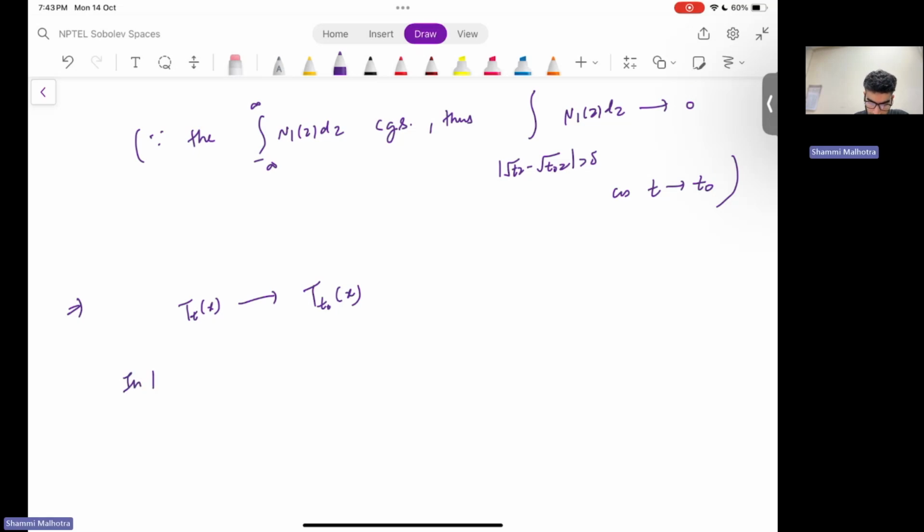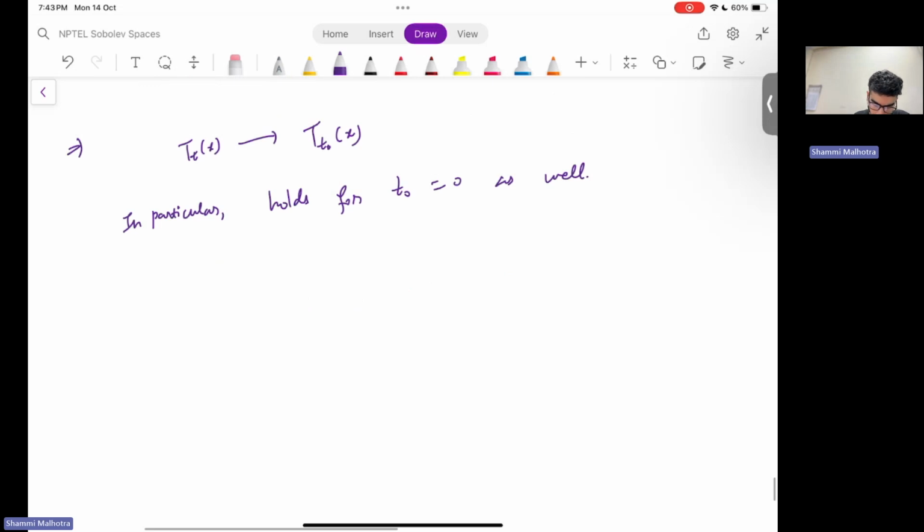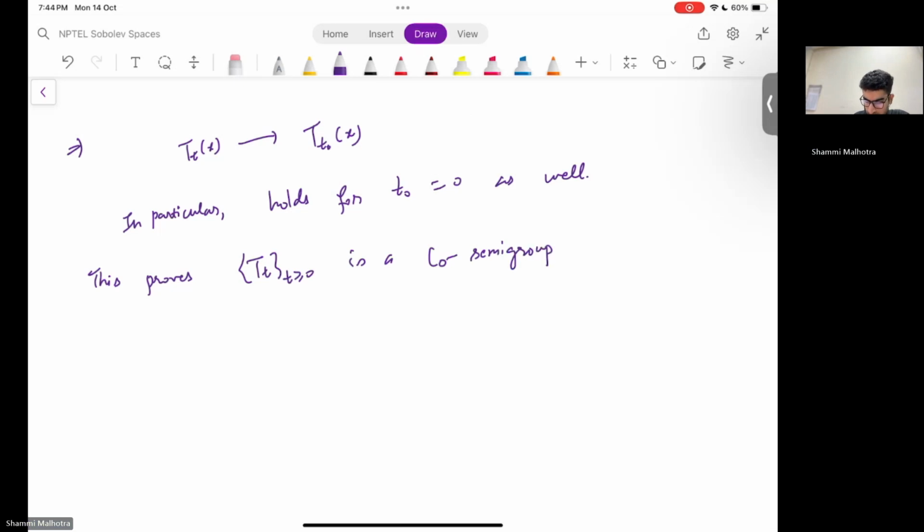In particular, this holds for t naught equal to 0 as well. And once that is there, this proves T_t is a semigroup of operators. With this, we end the session today. Thank you.